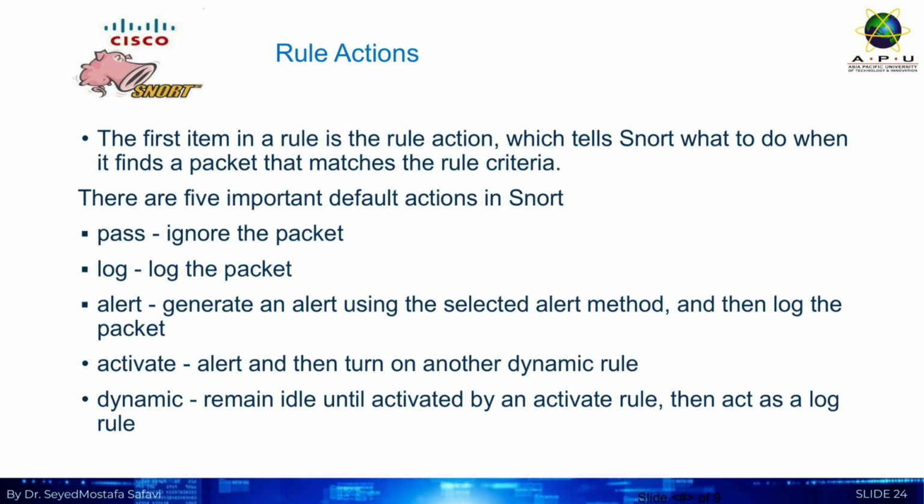Pass. Think of a traffic cop waving you through. Ignore the packet. Log. Write down the details of the packet. Alert. Generate a visible warning and log the packet. Activate, dynamic. These are a pair that give Snort extra power. An activate rule fires, then turns a dynamic rule on, allowing us to track a complex multi-step attack.